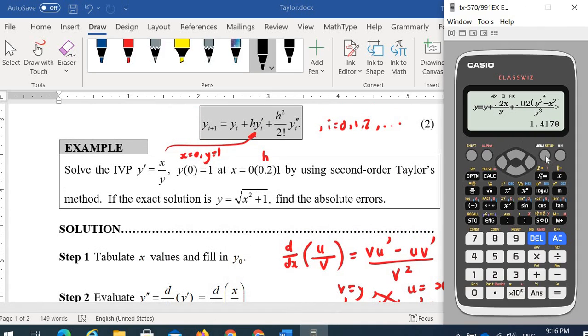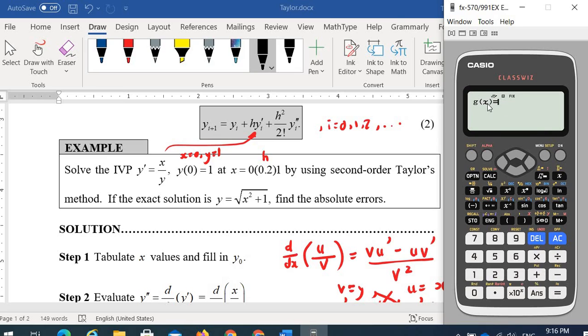Exact solution. So menu, okay, number 9, you can see here, table. You can input the exact function into your table menu. We have the square root of 2x squared plus 1.